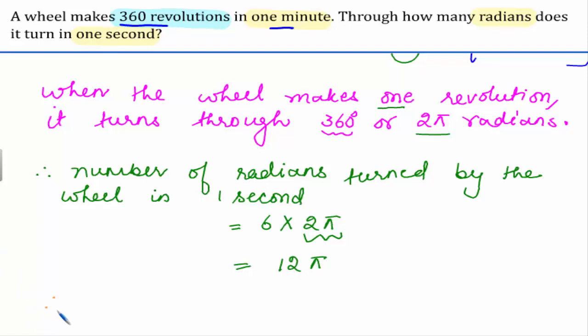Therefore, we can say that the wheel makes 12 pi radian in 1 second.